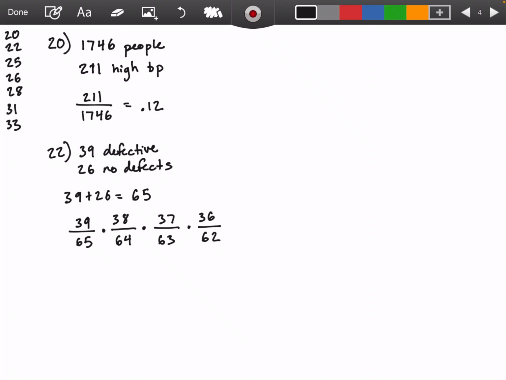So I'm just going to type that into my calculator. 39 divided by 65 times 38 divided by 64 times 37 divided by 63 times 36 divided by 62. And we get 0.121486. Excellent.